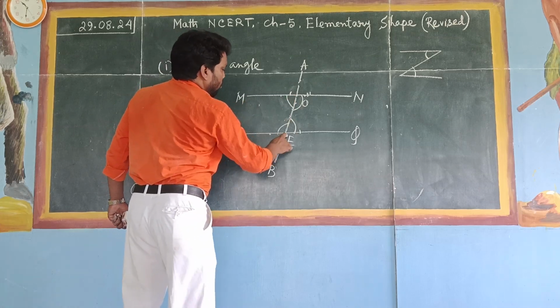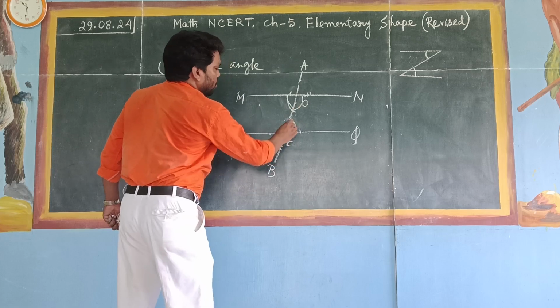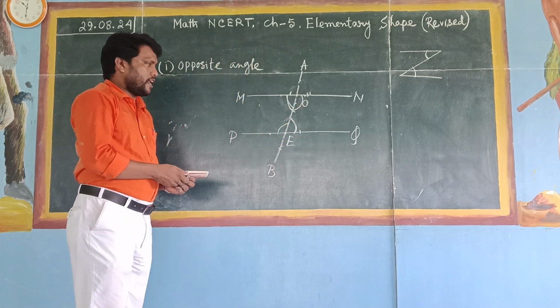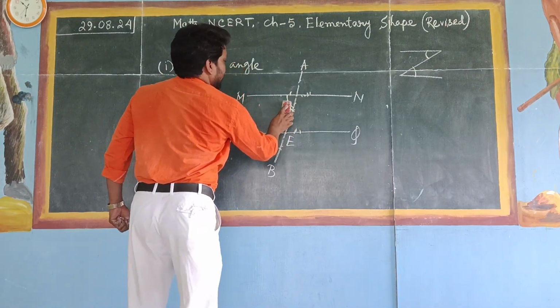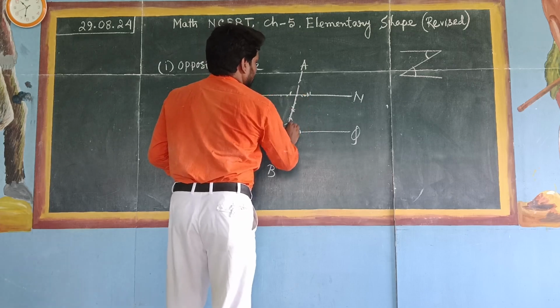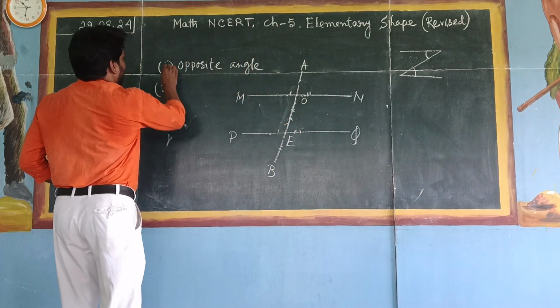Angle MOE. This angle is alternate to OEQ. Okay? Alternate. Next. Number 2, alternate.